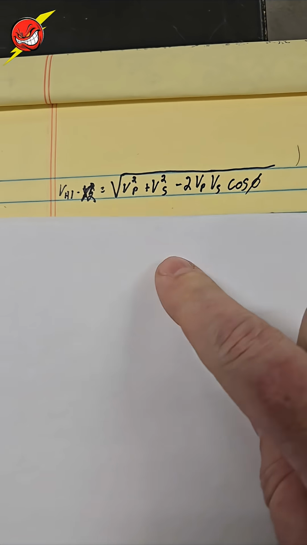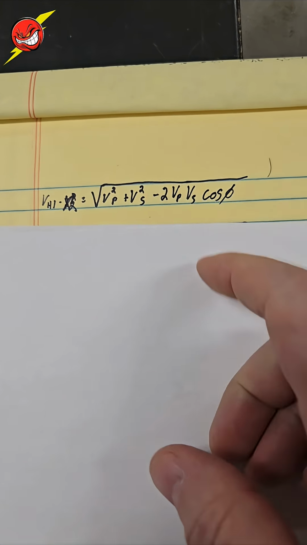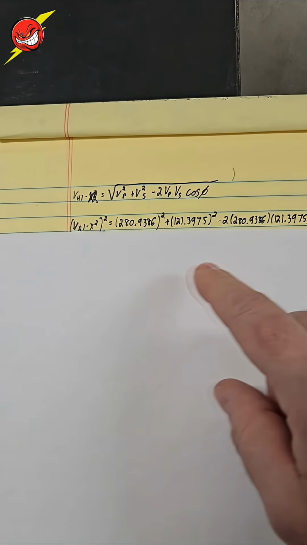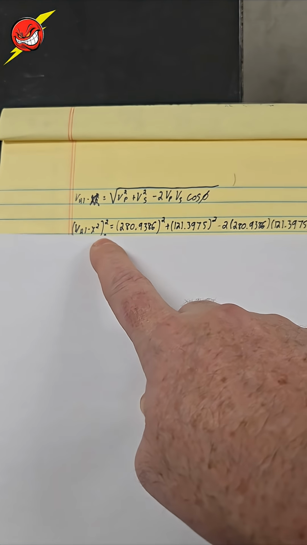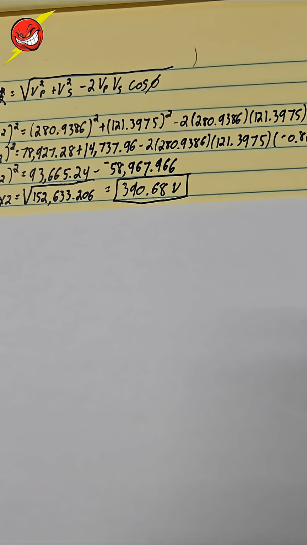Now that we know our phase angle, we can simply use the law of cosines equation again and plug in the values to find the voltage between H1 and X2. By simply doing the math and working through this equation, we come to a final answer from H1 to X2 of 390.68 volts. It would be the same thing to find the voltage between H1 and X3 using the phase angle of 90.18. Working through the equation, we come to a final answer of 306.39 volts.